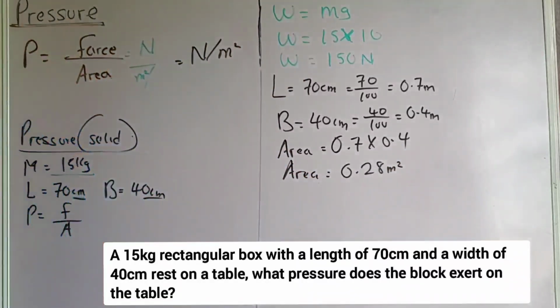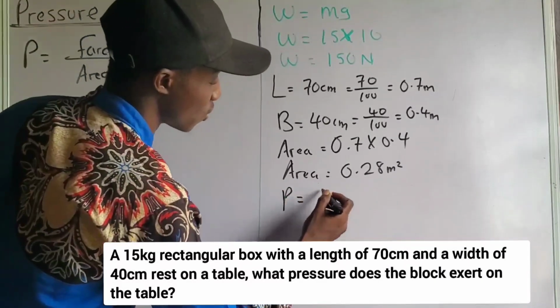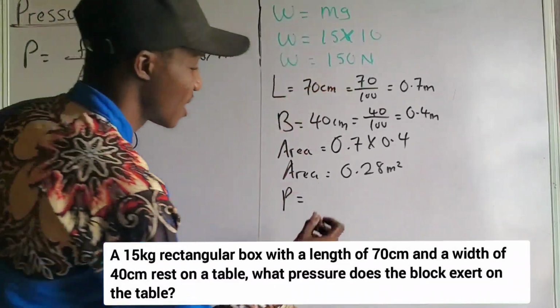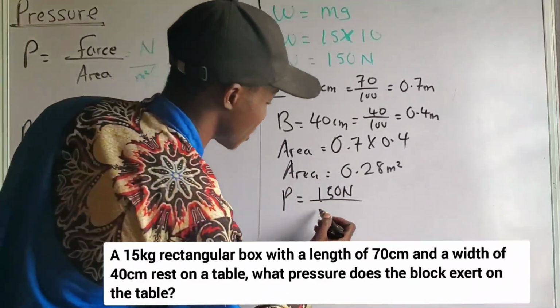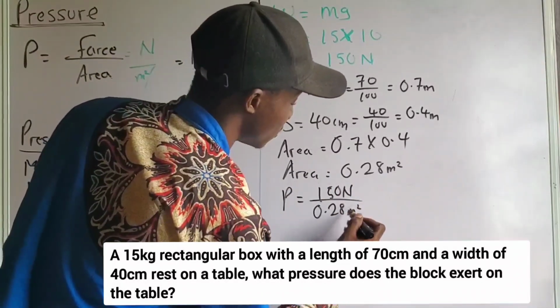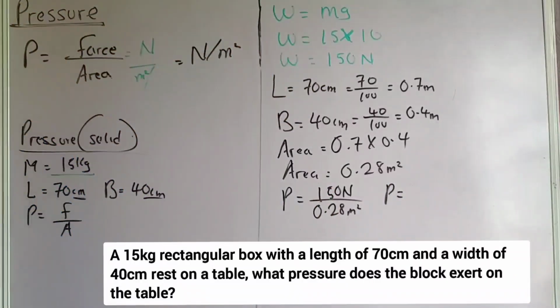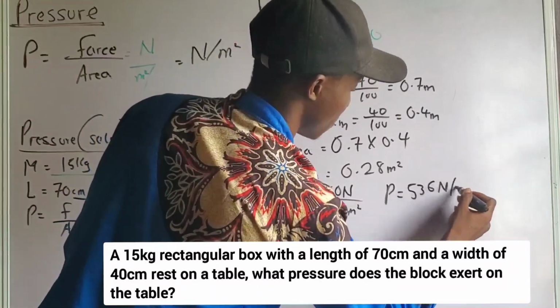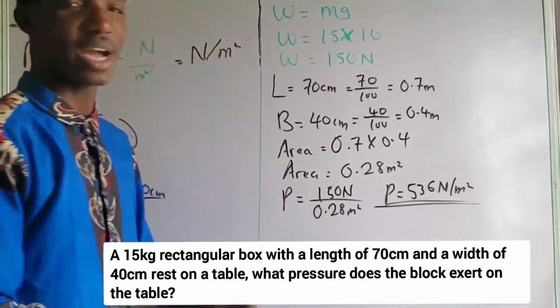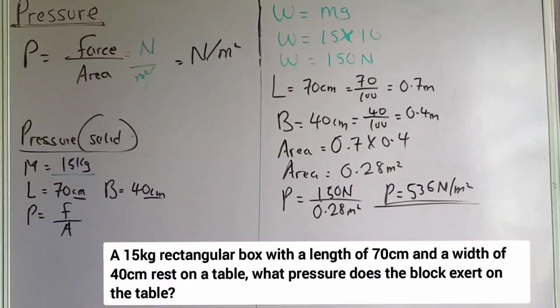Okay, now having gotten the area as 0.28, we can now proceed to calculate the pressure. The pressure P equals force. The force now is 150 Newton, all over the area, which is 0.28 meter squared. So the pressure here will be 150 divided by 0.28. That is 536 Newton per meter squared. Okay, so that is the pressure that the rectangular block generates. Are you getting what I'm trying to say?